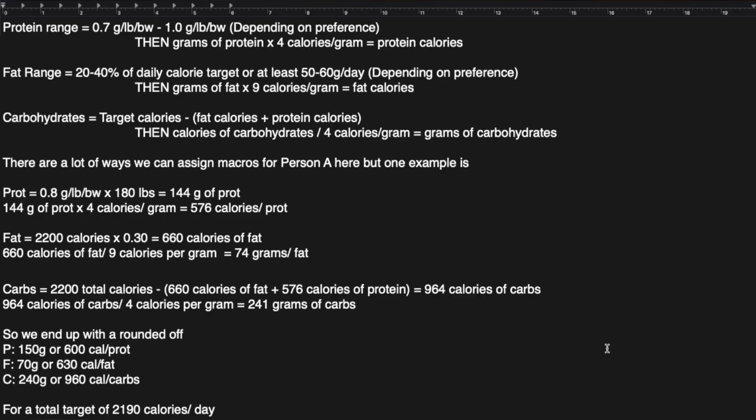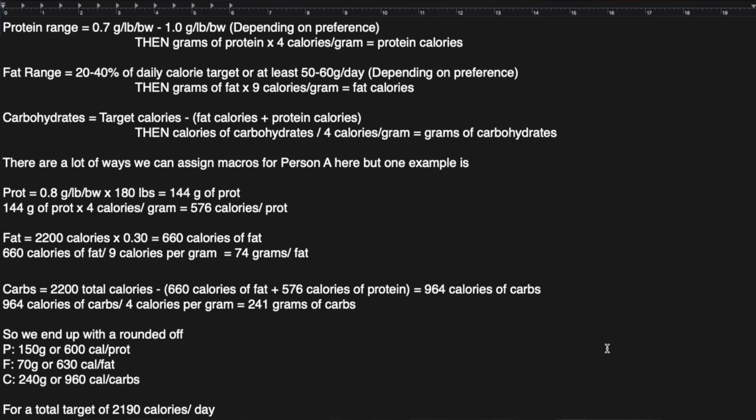So for this individual, we're just going to assign 0.8 grams of protein per pound of body weight. So we got 0.8 grams of protein per pound of body weight multiplied by 180 pounds. That gives us 144 grams of protein. 144 grams of protein multiplied by 4 calories per gram, and we get 576 calories of protein.